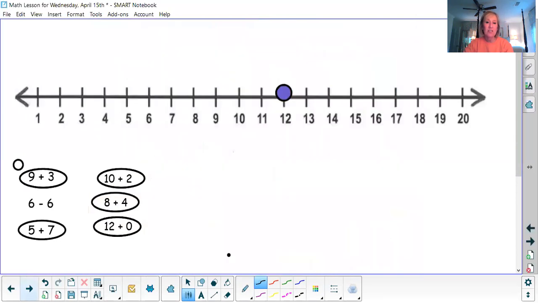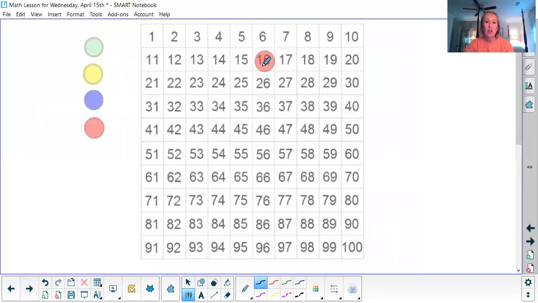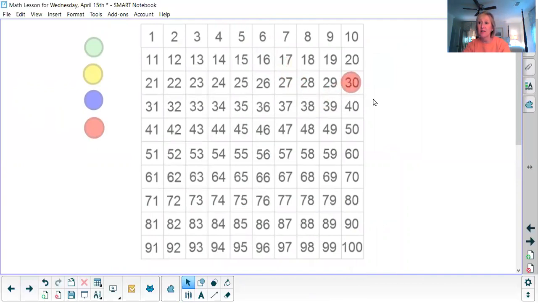Now we're going to use the old hundreds chart for the next one. It says we're going to count backward from 30. Okay, so let's do it. Are you ready? 30, 29, 28, 27, 26, 25. You say it.